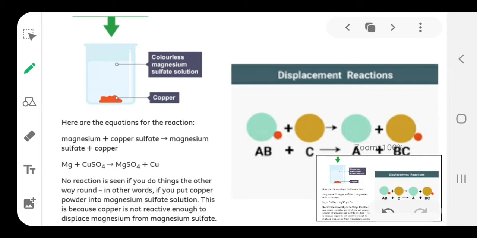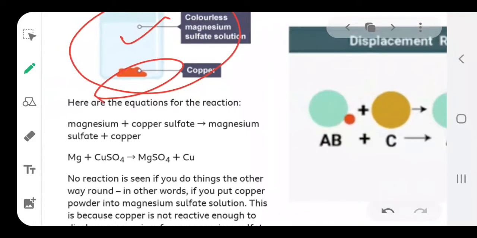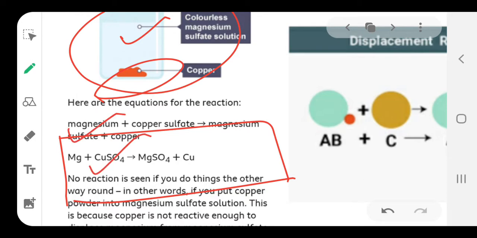So you can see the whole blue color of that solution more or less become colorless and copper settle at the bottom. So this is the general equation for that reaction. Magnesium combined with copper sulfate to give you magnesium sulfate and copper. So this is possible. Why? Because magnesium is more reactive.